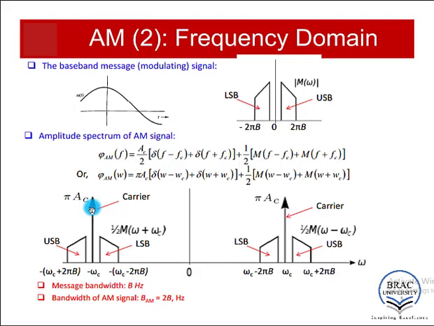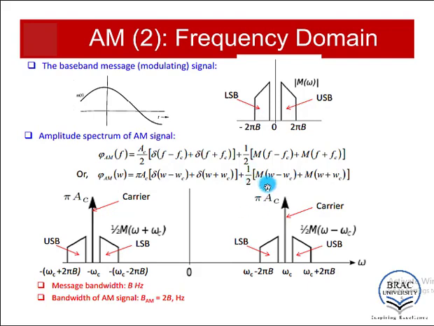Now this image is drawn in the omega domain, so their height is pi A_c. But if you draw the same image in the frequency domain, then the heights will be divided by 2 pi, and pi A_c by 2 pi is actually A_c by 2. So you can see that if we rewrite the signal in the frequency domain, then the height of the impulses is A_c by 2. So these two impulses here denote that the modulated signal has the carrier component in it.